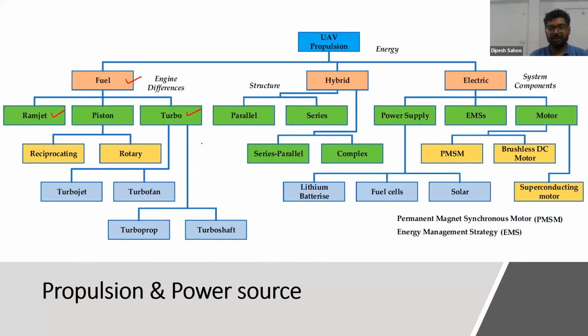Then we have hybrid. Hybrid means both an engine as well as a battery is used. It has a parallel combination of engine and battery, a series combination of the engine and the battery, and again, we have series-parallel and complex combinations. Then finally, a fully electric drone that has a power supply, EMS, and motors. In motors, we can have PMSM, that is permanent magnet synchronous motor, brushless DC motor, and superconducting motors.